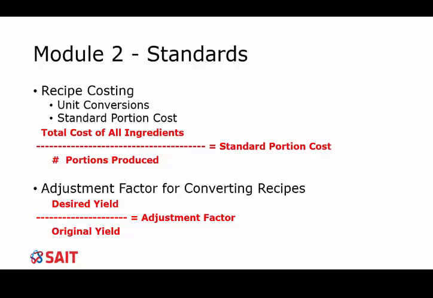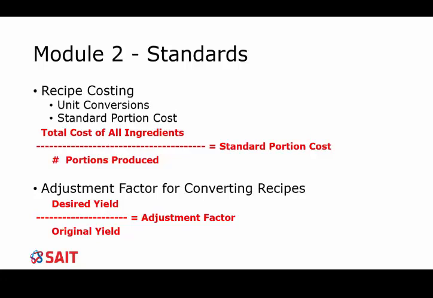This was our total cost of all the ingredients from the recipe divided by the yield that the recipe has, or the number of portions that we can produce. So if it's a cookie recipe and it's 12 cookies, then we would divide it by the 12 portions. This gives us that one standard portion cost. We also looked at the adjustment factor for converting recipes. So when we needed to make more or less of a recipe, we could produce just the right amount, helping with spoilage, waste, and so on.